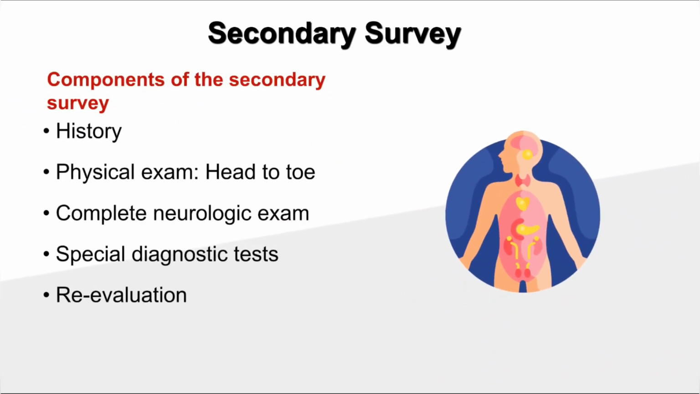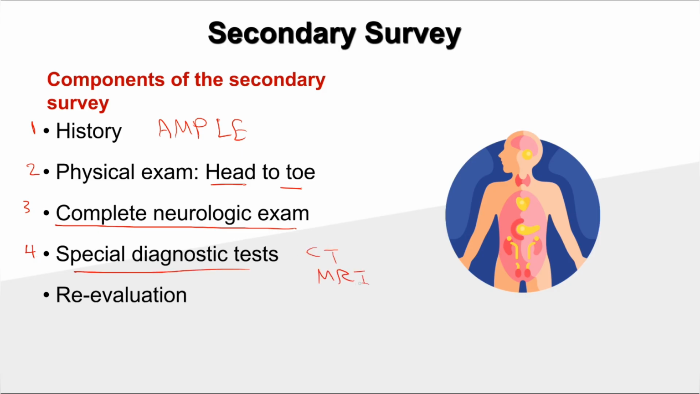The components of the secondary survey are 5 things. First, history. You have to take an AMPLE history and a short history. Then physical examination from head to toe. Then complete neurological examination. This is the time when you examine the neurological status of the patient in detail. Fourth, special diagnostic tests. You may need a CT scan, an MRI, or you may need an endoscopy or laparoscopy. So anything that is essential. And then re-evaluation. You re-evaluate the patient before sending for definitive care.